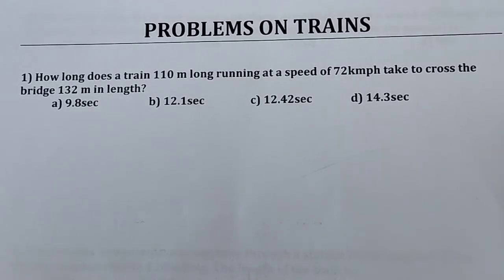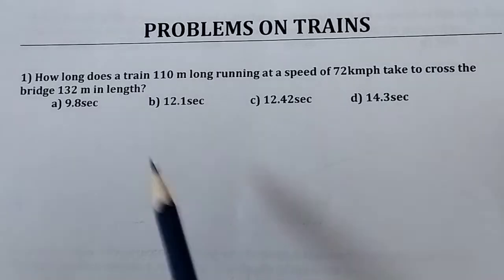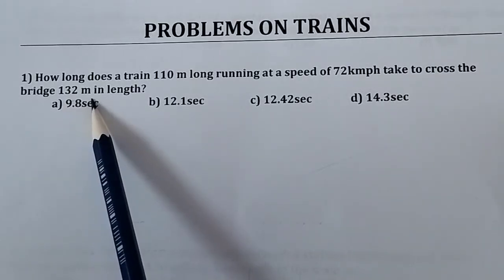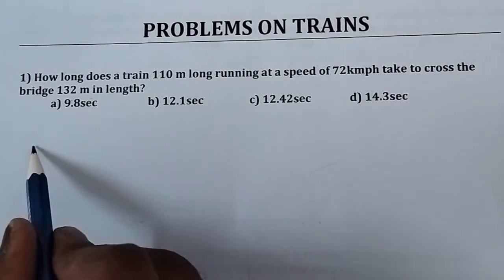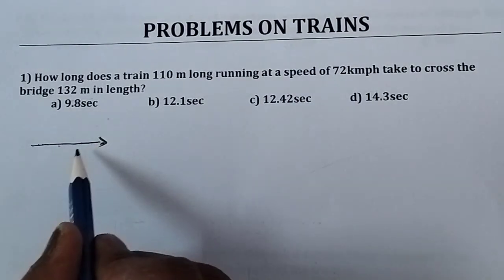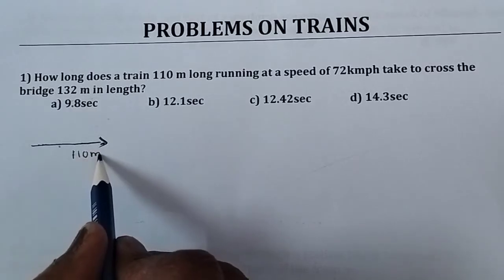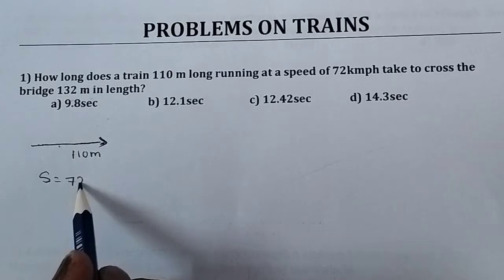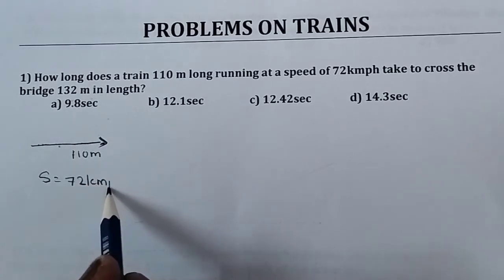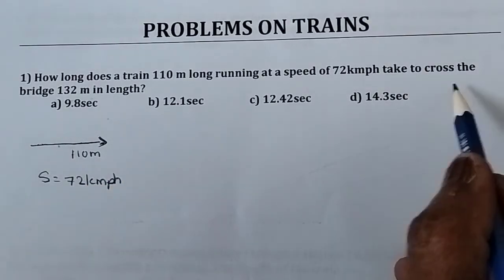How long does a train 110 meters long, running at a speed of 72 kilometers per hour, take to cross a bridge 132 meters in length? What exactly is the given question? There is a train 110 meters long, running with the speed of 72 kilometers per hour, crossing the bridge.